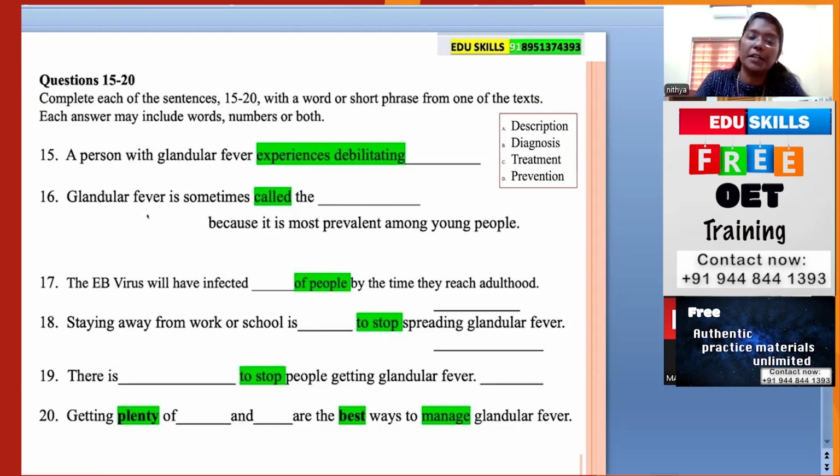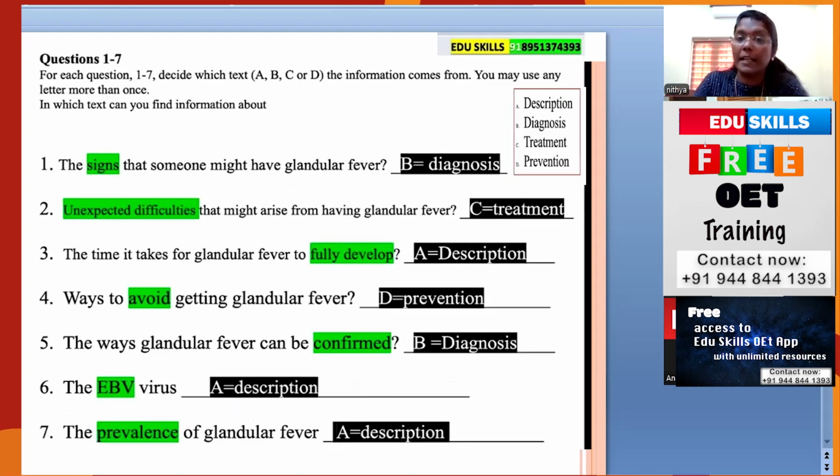Then the 19th one: there is dash to stop people getting glandular fever. That is stop. Again, we can see stop. Then the 20th one: getting plenty of dash and dash are the best ways to manage glandular fever. Plenty of something, this is management. Just match the text. Then let's check whether it is right or wrong. If it is wrong, rewrite it.